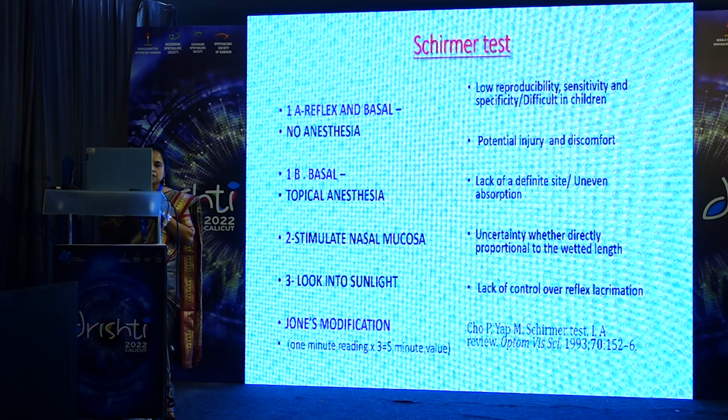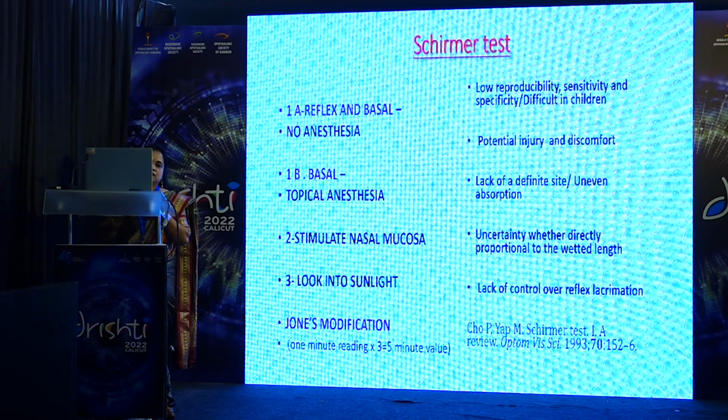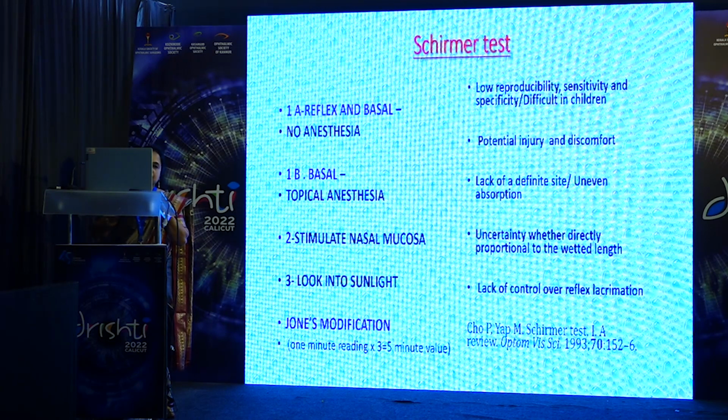The Schirmer 2 is done by stimulating the nasal mucosa. There was a test, Schirmer 3, done before by looking into the sunlight, but that is no more practiced. John modified it by multiplying the 1 minute value of Schirmer. So we need to keep the Schirmer paper only for 1 minute, and the value multiplied by 3 gives a 5-minute value. There are several disadvantages of the Schirmer test, the most important being the discomfort caused to the patient and the potential injury to the ocular surface.